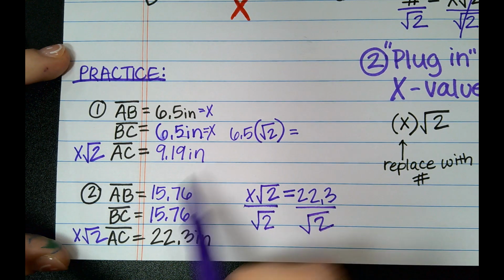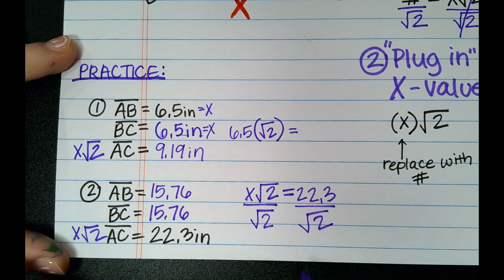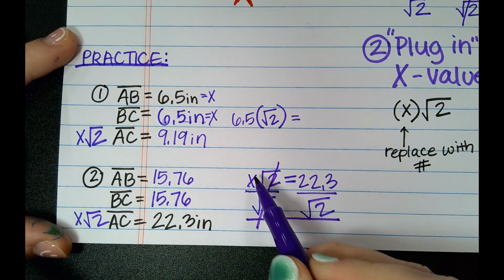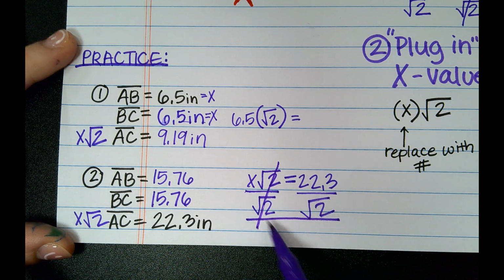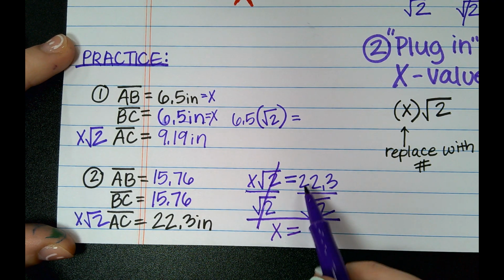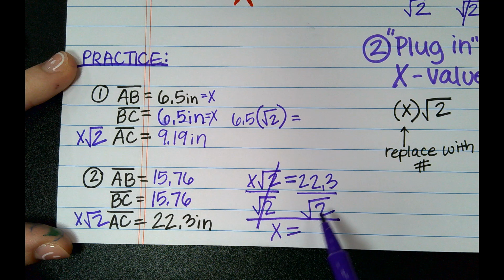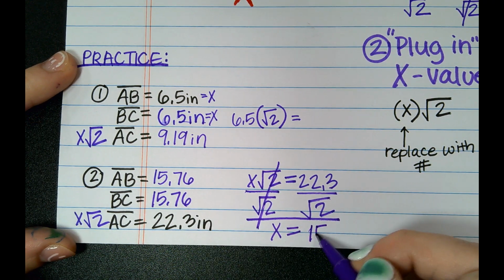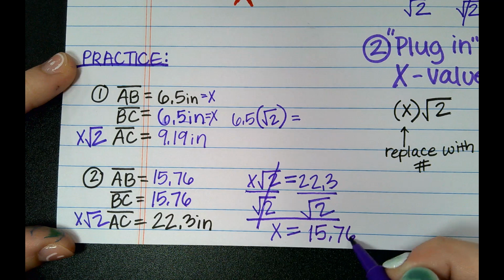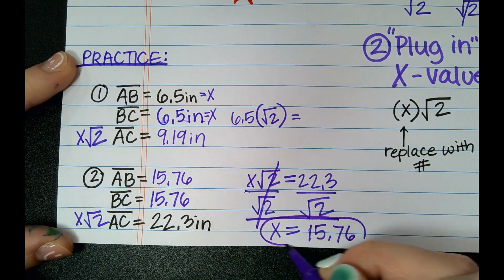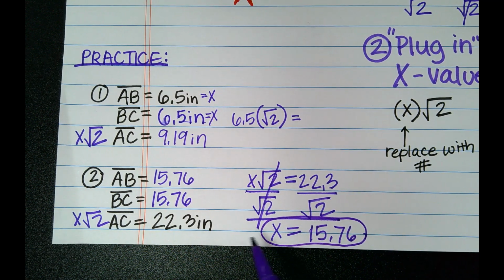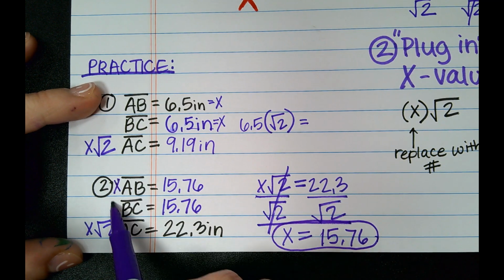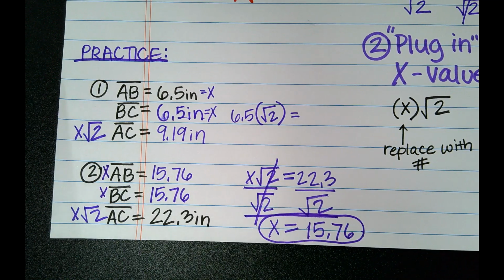And we got 15.76, because the X and the radical 2 cancel. We get X by itself: 22.3 divided by radical 2, which is 15.76. Good. And A, B, and B, C are both X. So, those are our answers.